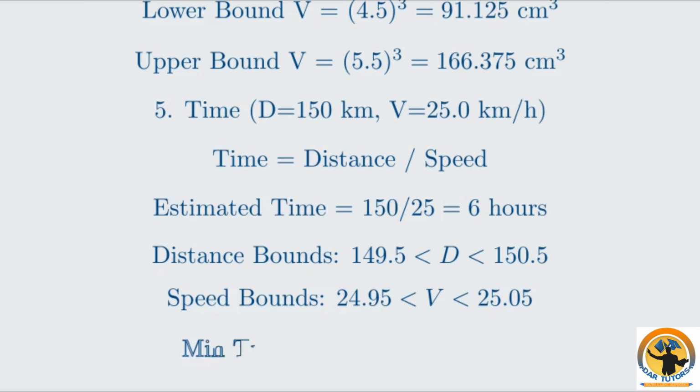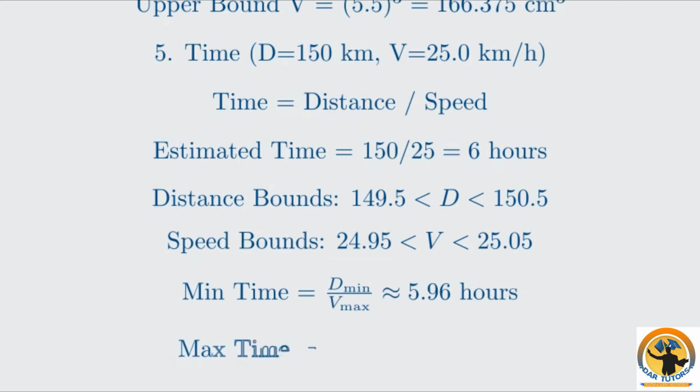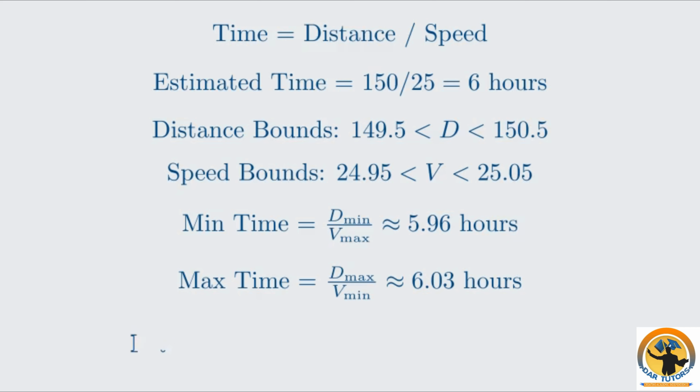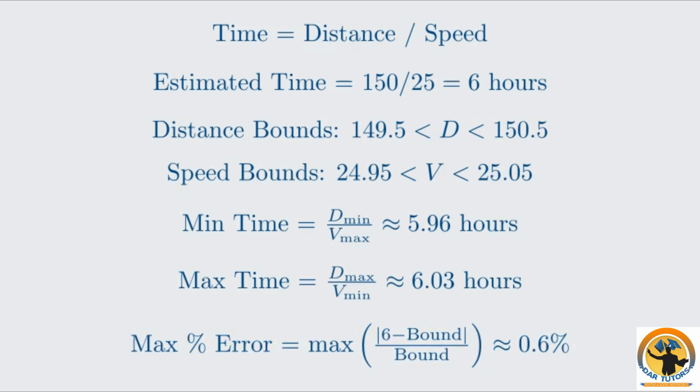To find the maximum percentage error, we need the minimum and maximum possible times. Minimum time is min distance divided by max speed, giving about 5.96 hours. Maximum time is max distance divided by min speed, giving about 6.03 hours. The largest percentage error is about 0.6%.